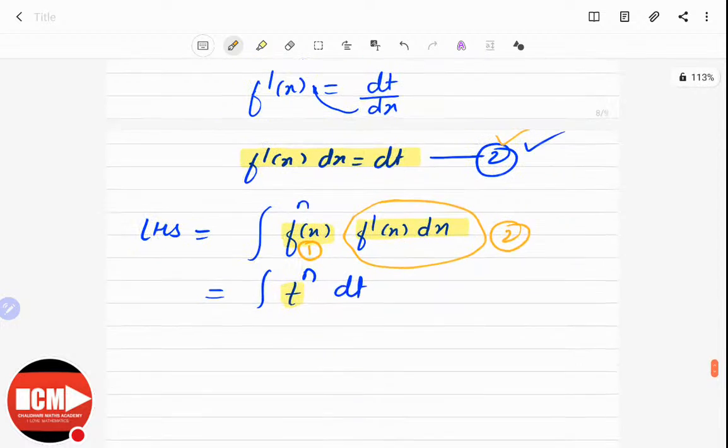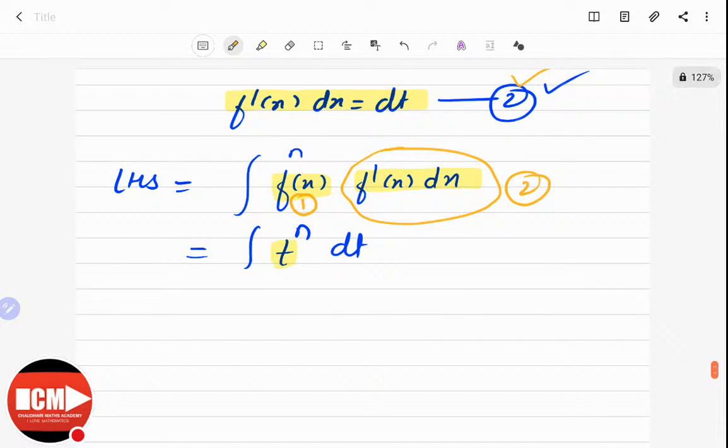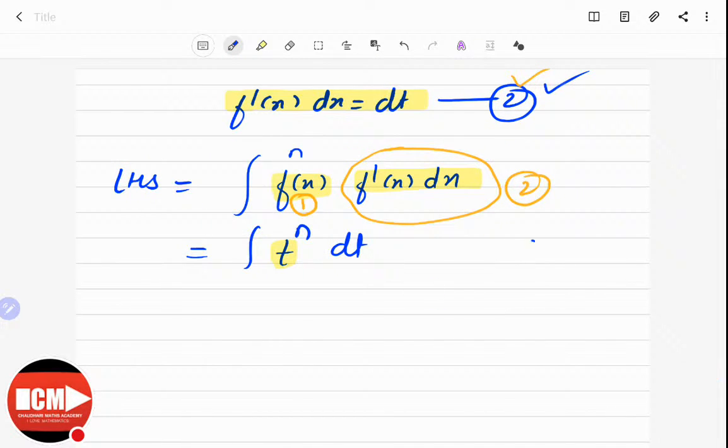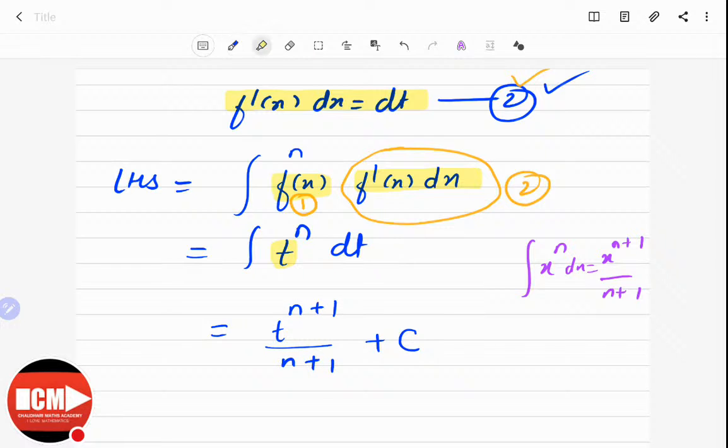Right, now this is the final thing. This is integration of t raised to n. So please apply the standard formula. Integration of x raised to n is x raised to n plus 1 upon n plus 1. You know the standard formula. Only thing is it is in terms of t. So integration of t raised to n is t raised to n plus 1 divided by n plus 1 plus c. And at the end, please substitute back the value of t.